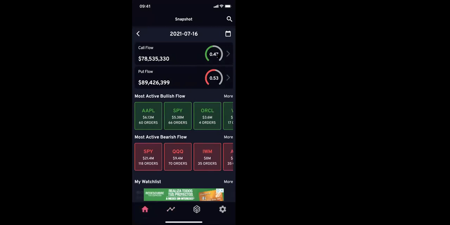So it's actually higher than calls, which means that more people are betting against the market than they're with the market. So if you're in a position right now where you're like, I want to get in the market, this is a sign that that's not good. That's not a good idea.